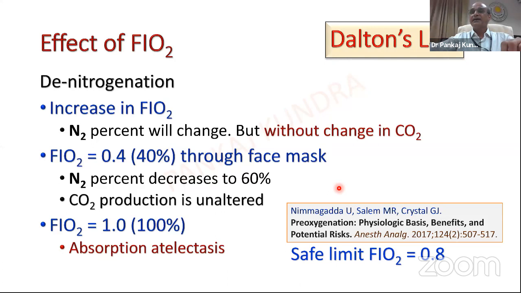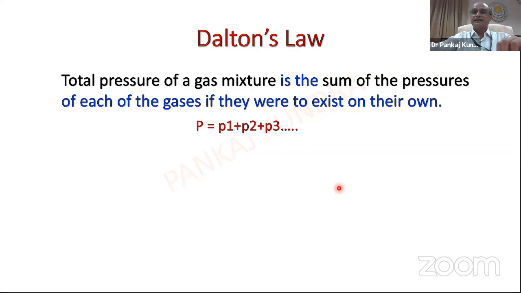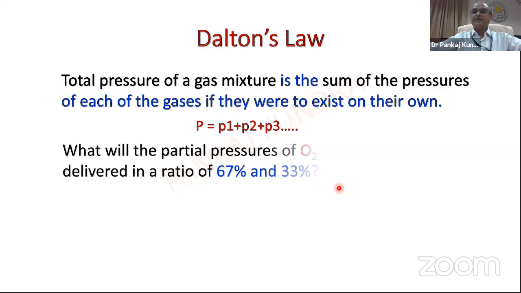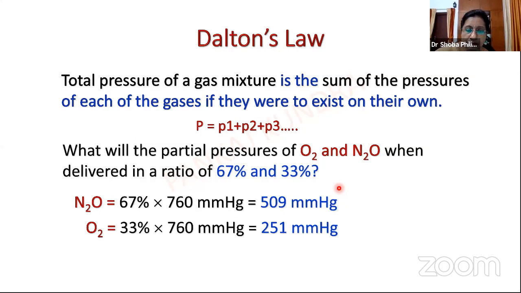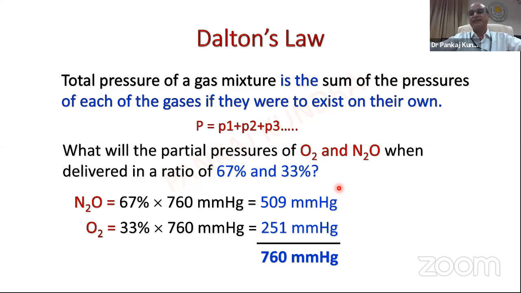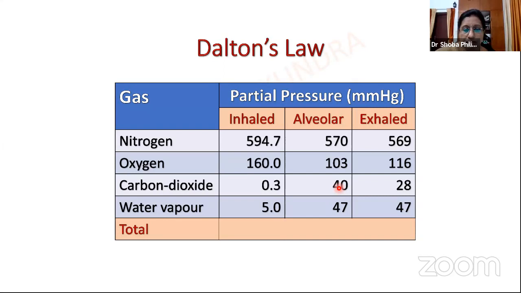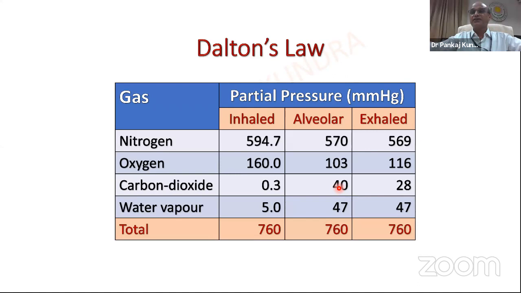Now, what is the role of these partial pressures we are talking about? That brings us to Dalton's law. Dalton's law states that the total pressure of a gas mixture is the sum of the pressures of each gas if they existed on their own. What does it mean? It means if you are giving 67% of nitrous oxide and 33% of oxygen, the partial pressures exerted by the gases will be 509 and 251, but the total amount of pressure exerted will always be 760 millimeters of mercury. The same analogy applies to the inhaled air, alveolar air and exhaled air: whatever the proportions change, the total pressure would always be 760.